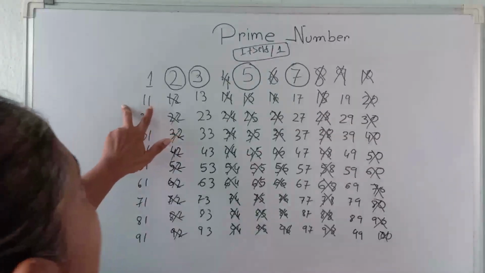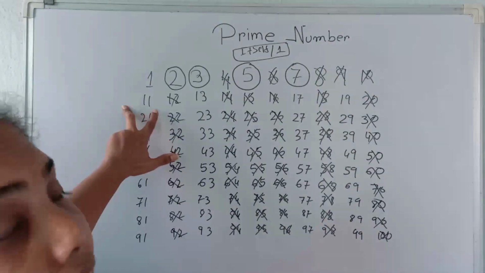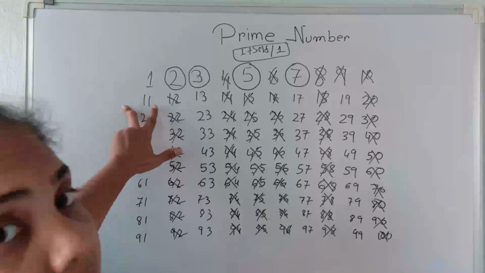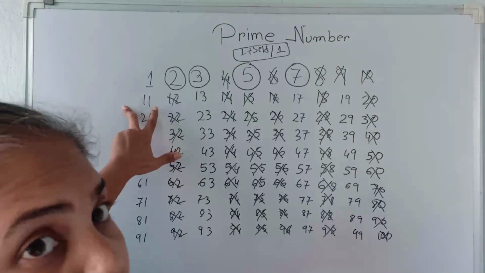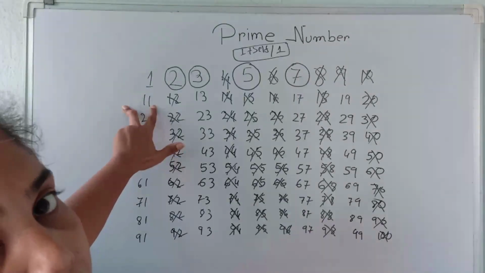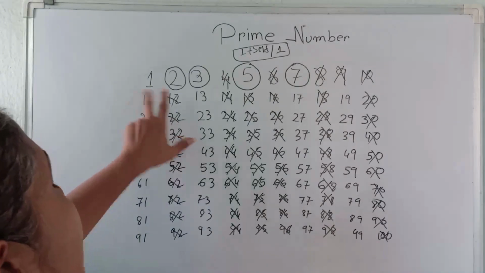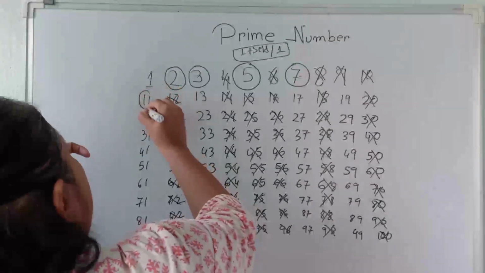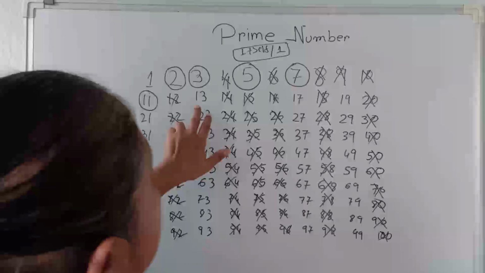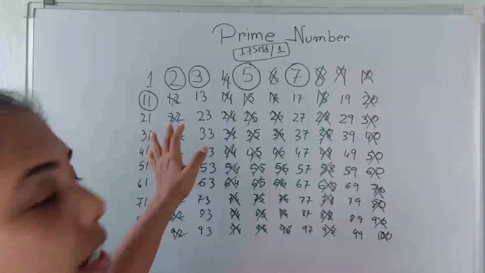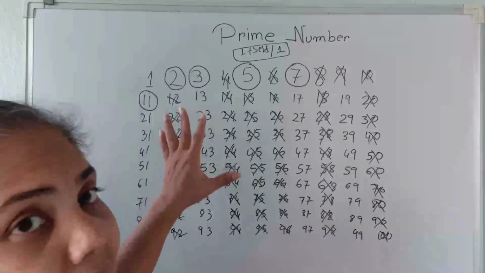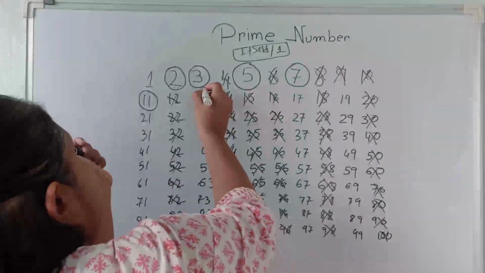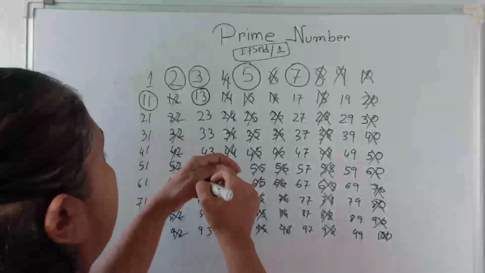Now let's check 11. We cannot divide 11 by any other number. 11 is only divisible by 11 or by 1. So 11 is a prime number. Let's check 13. We cannot divide 13 by any other number. So 13 is also a prime number.